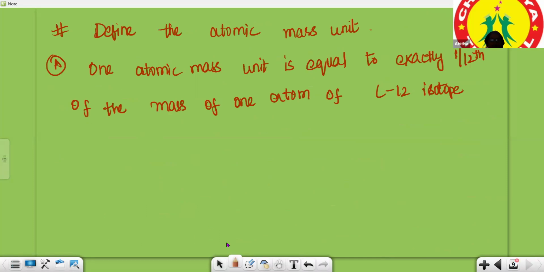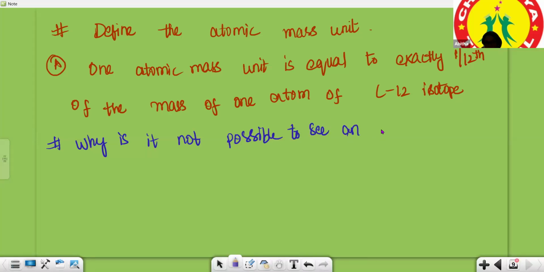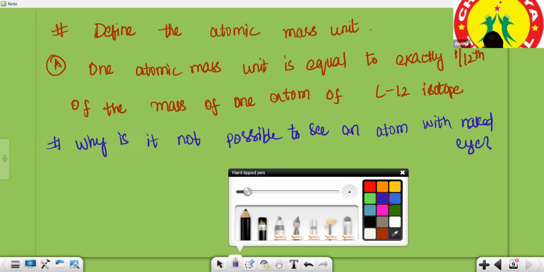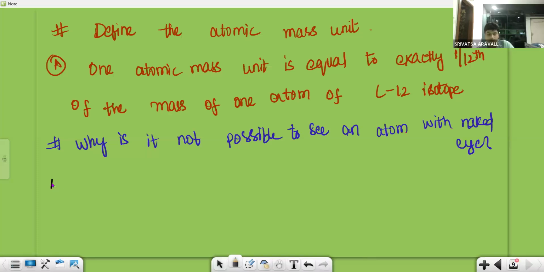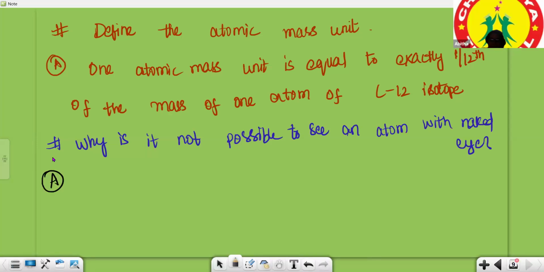Why can you not see an atom with the naked eye? Why is it not possible to see an atom with the naked eye? So why can we not see an atom, Srivatsa? Because an atom is the smallest particle of matter. Yes, very good. Atom is very, very small. As it is very small, it is not possible to see an atom with the naked eye.